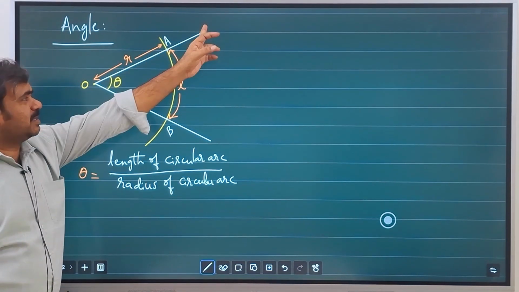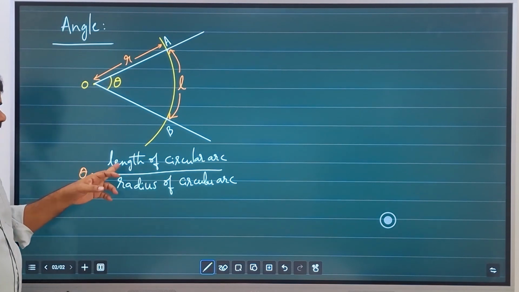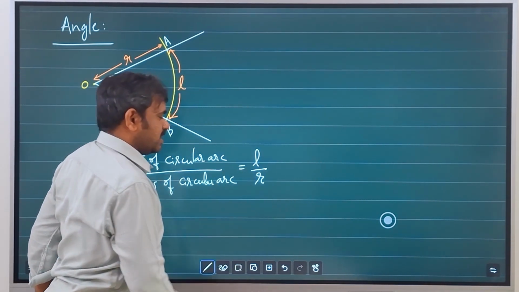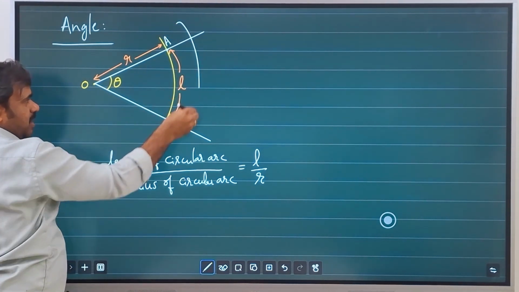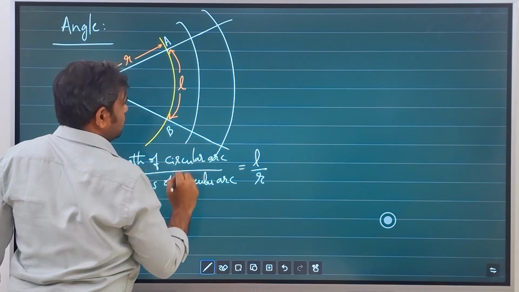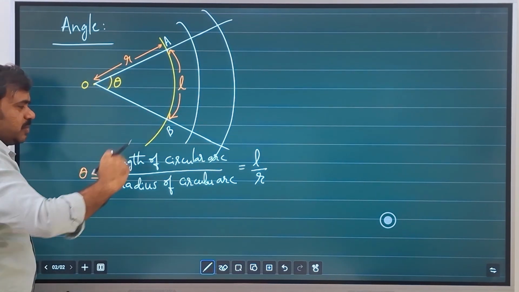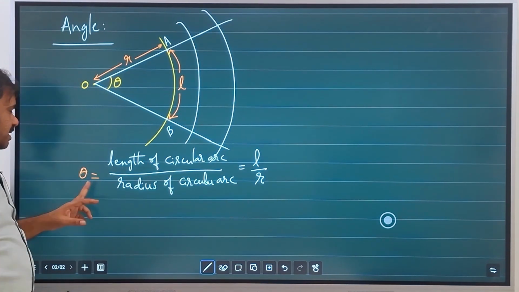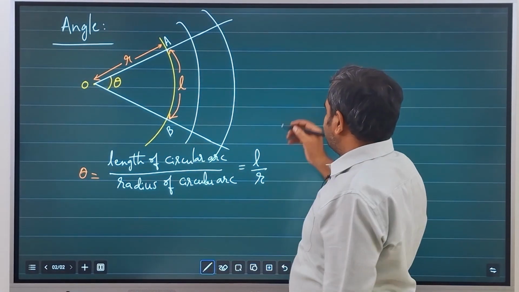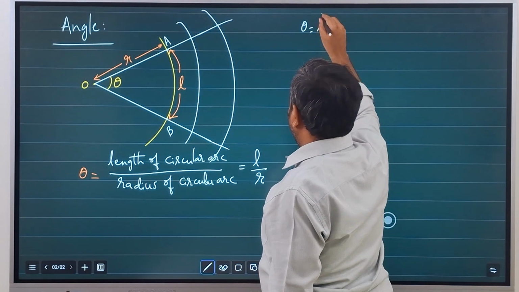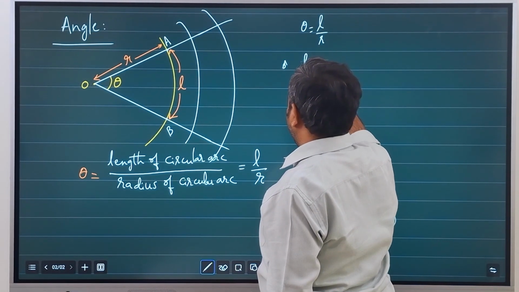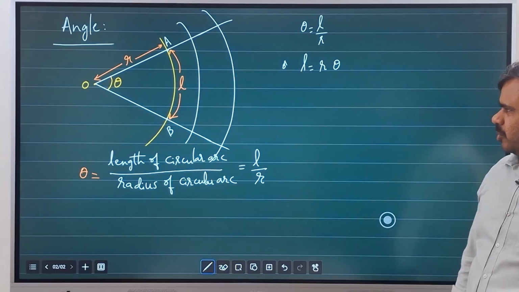If you increase the radius of the arc, the length also increases such that the ratio L divided by R remains constant. You can draw a circular arc here, or you can draw a circular arc here, extending these two lines. But L is increasing, R is also increasing, the ratio remains constant. That ratio is called the angle between the two lines. So I can write theta is equal to L by R, or I can also write L is equal to R theta.